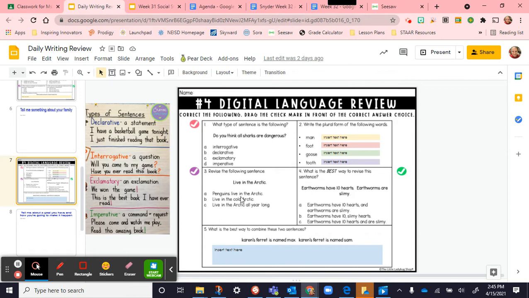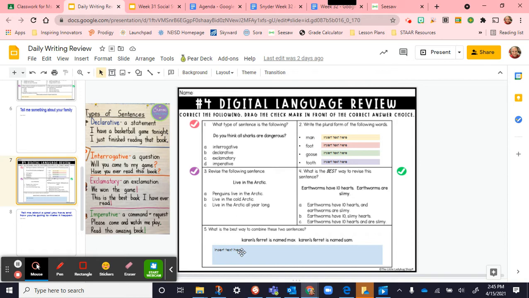Then here we were revising this sentence. We were talking about how we needed a subject, that this was just an incomplete thought. And then these last two had to do with combining sentences. We talked about how we don't always have to combine sentences using the comma and the fanboy. Sometimes those two different sentences sound a little repetitive.